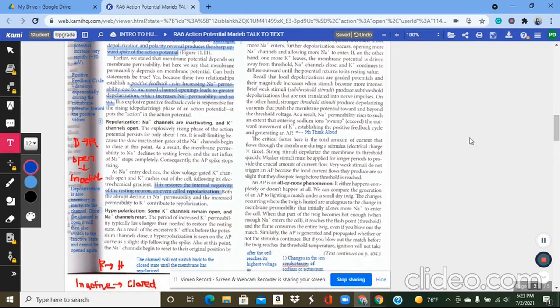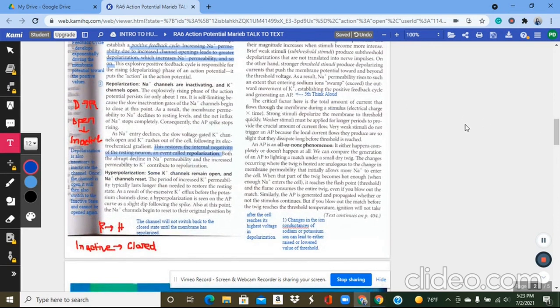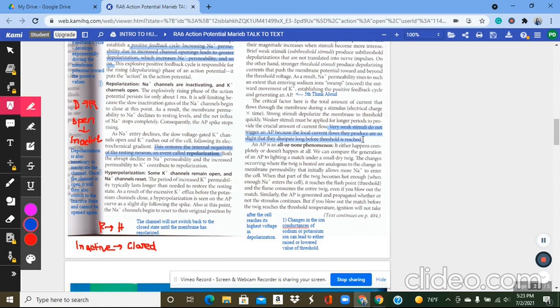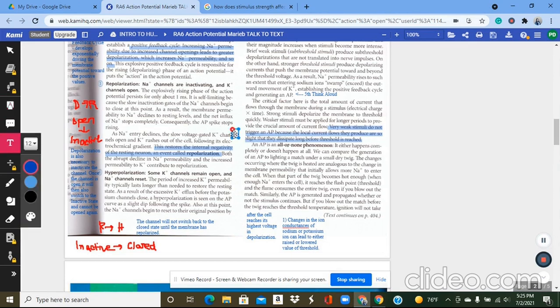So, moving on, the critical factor here is the total amount of current that flows through the membrane during a stimulus, or electrical charge times time. Strong stimuli depolarize the membrane to threshold quickly. Weaker stimuli must be applied for longer periods to provide the crucial amount of current flow. Very weak stimuli do not trigger an AP because the local current flows they produce are so slight that they dissipate long before the threshold is reached.